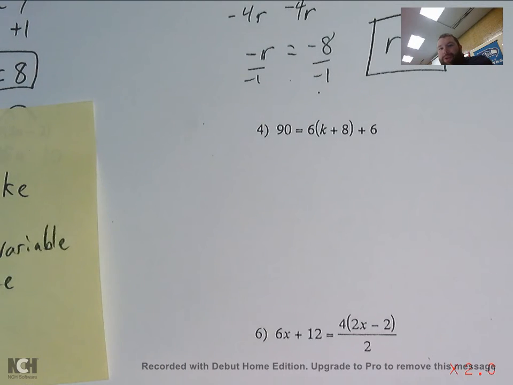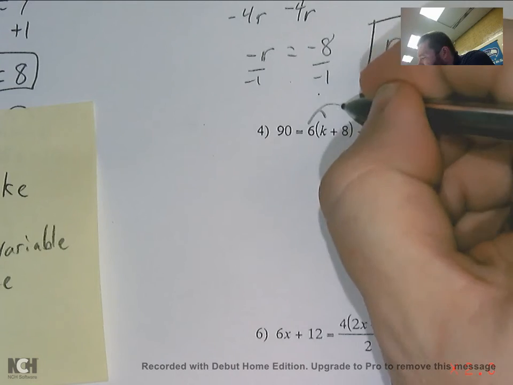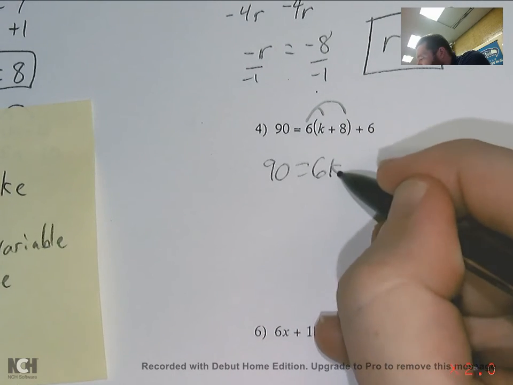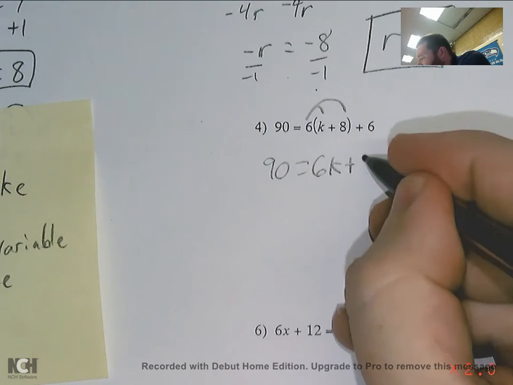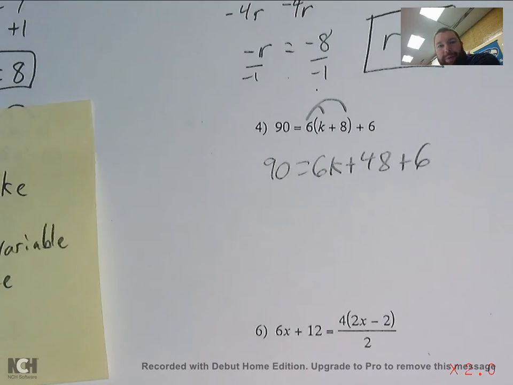So again, I look to distribute first if I can. So I've got this 6 here, I'm going to distribute that first. So that gives me 90 is equal to 6k plus 6 times 8 is 48. And then I still have this plus 6 hanging out over there.